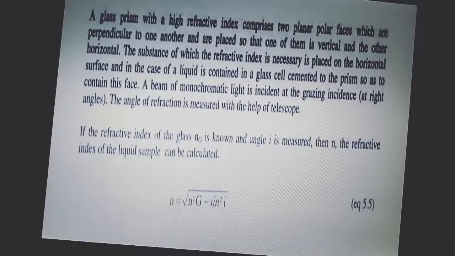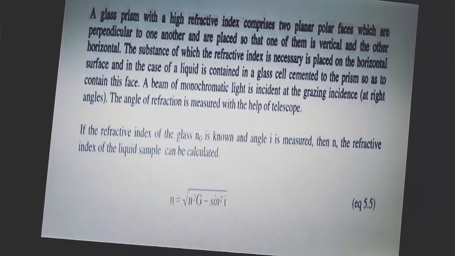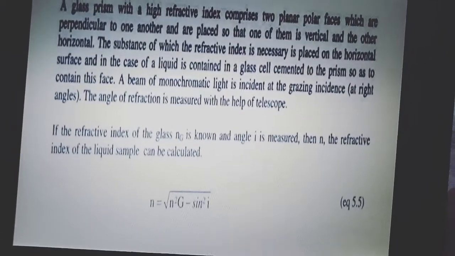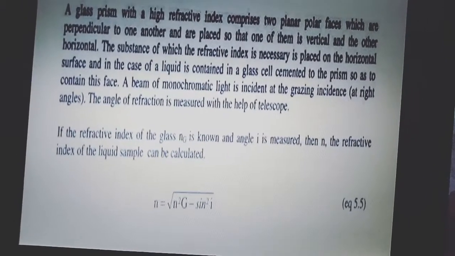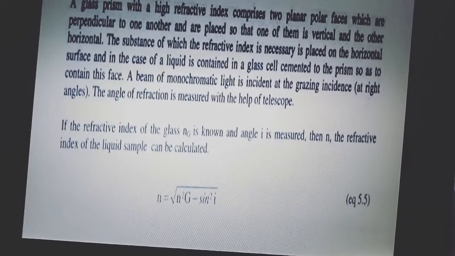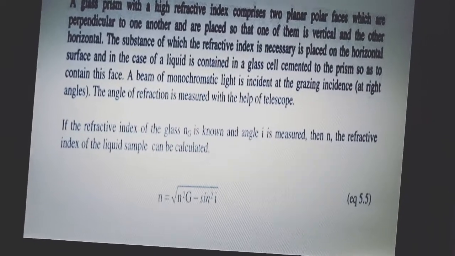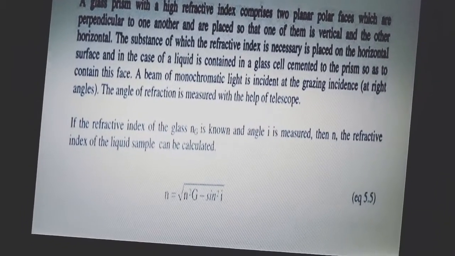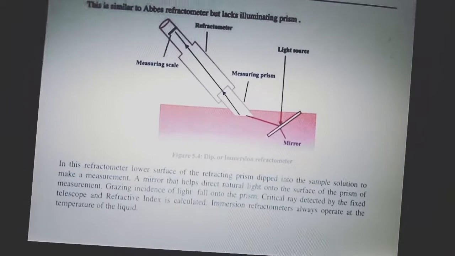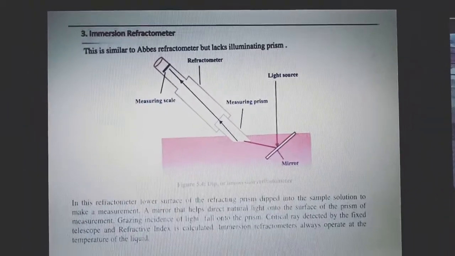The angle of refraction is measured with the help of the telescope. Now this is the equation where n is equal to the square root of n_g squared minus sine squared i, where n is the refractive index, i is the angle of incidence, and n_g is the refractive index of glass.